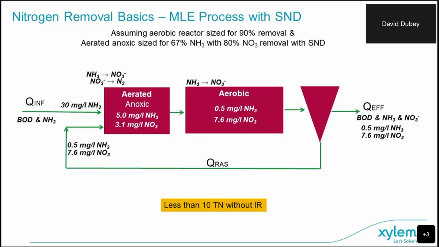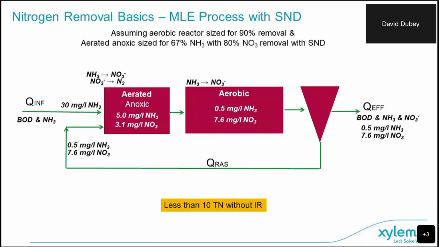And we can typically get more than 80% nitrate removal in this first tank, but for this example, I showed 80%. So we're down to 3.1, assuming this 30 mixes with the RAS, and we get it down to 5. So the RAS is at 0.5, the influent at 30. You add the two together, that's 35, divided by 2 is just over 15, and multiply by 67%, and that's how we get to 5. And then assuming 80% of the ammonia that was converted, so of that 25 milligrams per liter converted, if we get 80% removed, we'll get it down to 3.1.